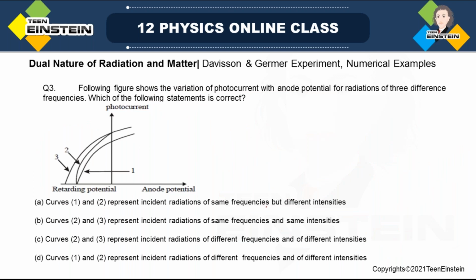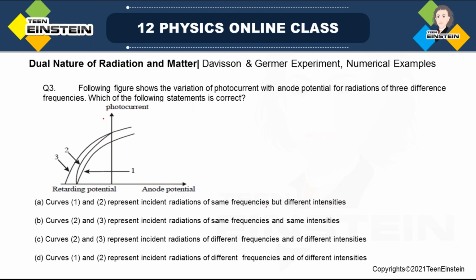Now actually I have got some another 5 minutes. I'll just discuss a few more questions. The following figure shows the variation of photocurrent with anode potential for radiation of three different frequencies. Which of the following statements is correct?